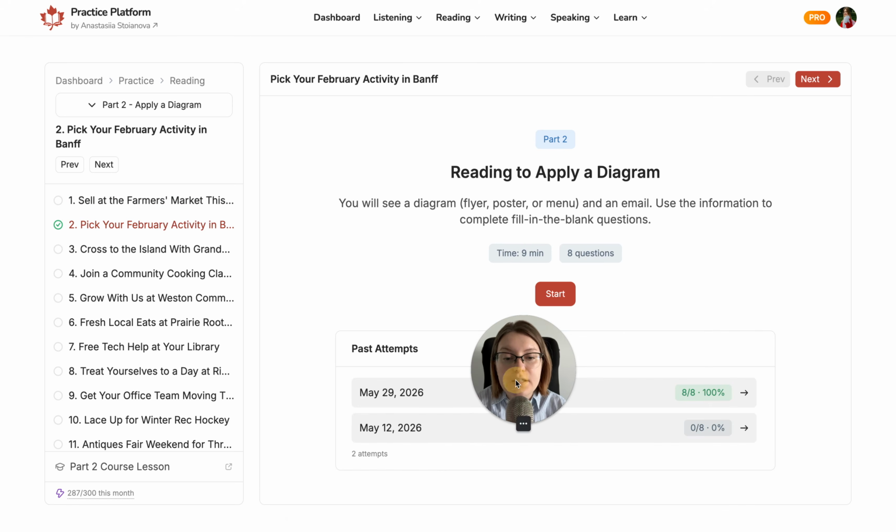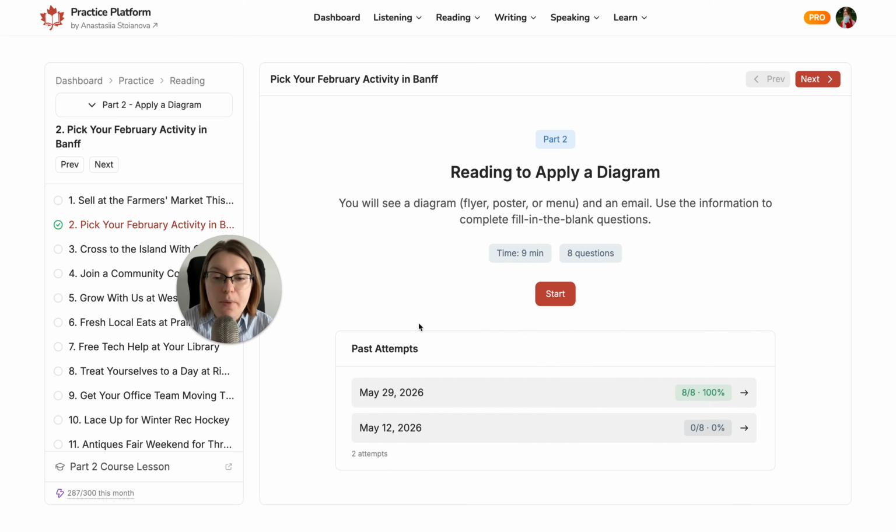Notice that it records your past attempts as well. So let's say I have read through this text, I've done it, and I want to explain it to you now. The same goes for you guys. If you have practiced before, all the past attempts are going to be saved on your platform. That's a great feature. So you see here, 9 minutes, 8 questions, and we are getting started.